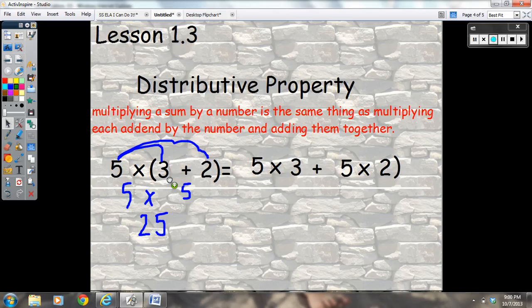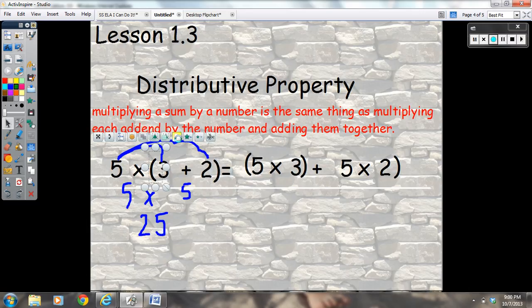I want to surround my parentheses. Okay, well, let's see how it works out.